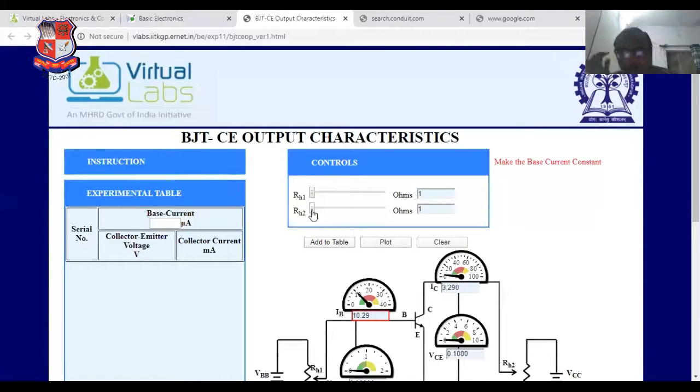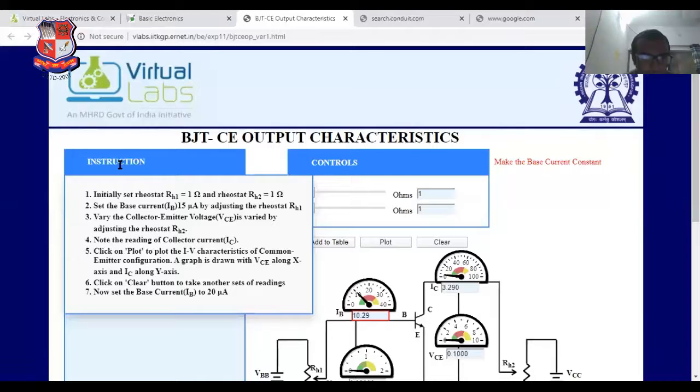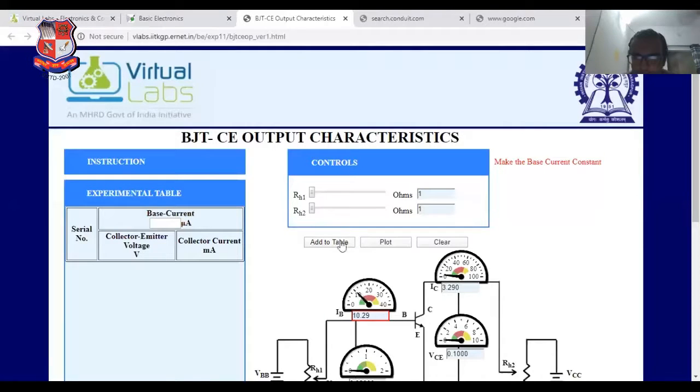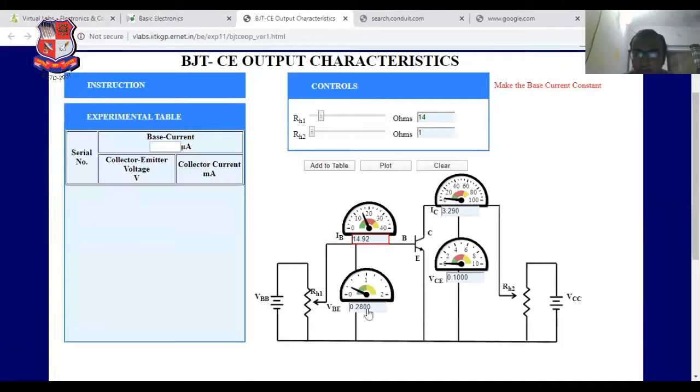Now see, first of all make one constant. Now we want to measure which characteristics, output or input? Output. So make sure that the input is constant. Set the value here to 15 microampere. See here 10 microampere is present. So with the help of rheostat 1, set 15 microampere. See this rheostat 1. Now if you change rheostat 2, then based on the VCE, there is a change in the collector current.